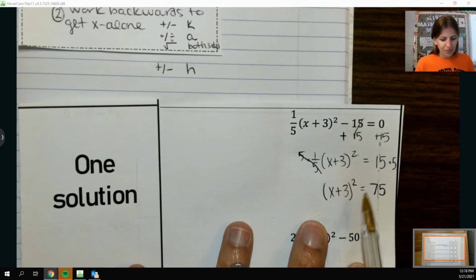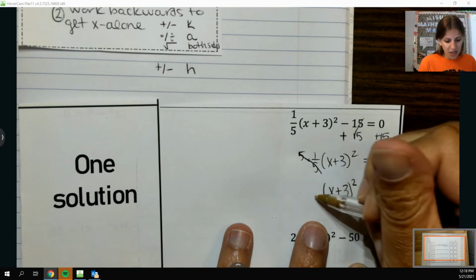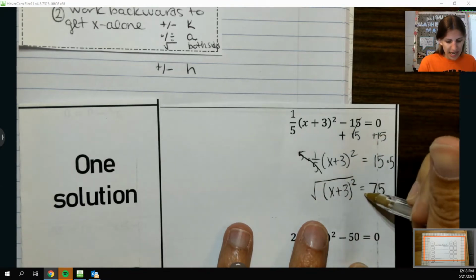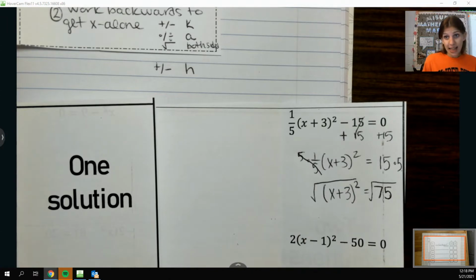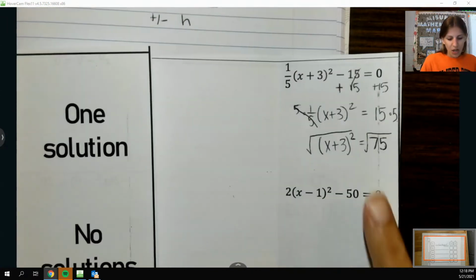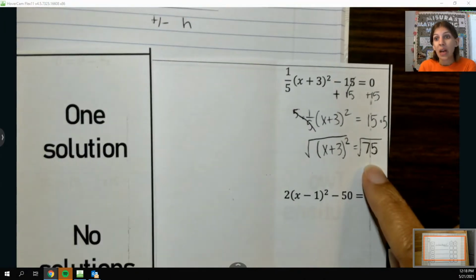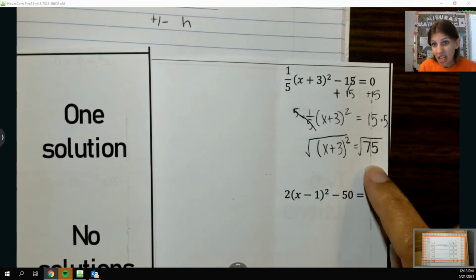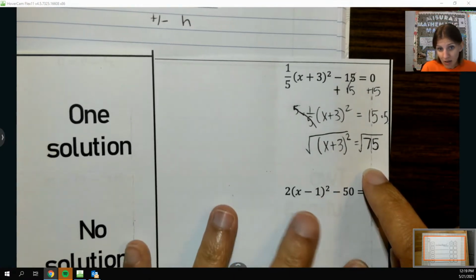Then we need to get rid of the squared thing. So to get rid of something being squared, we square root both sides. And the thing is, this is kind of the thing that we were skipping. Right now, when I need to square root 75, I kind of can't. Like if you check it on your calculator, it's going to be a real yucky decimal. So we're kind of just going to leave that for now.